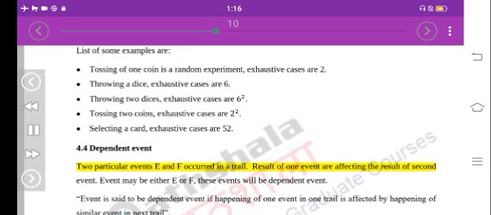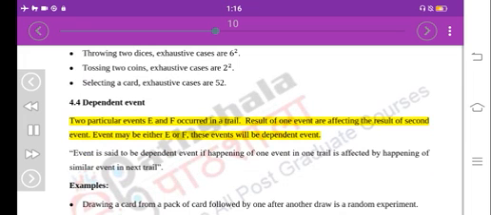4.4 Dependent event. Two particular events E and F occurred in a trial. The result of one event affects the result of the second event. Events may be either E or F. These events will be dependent events.